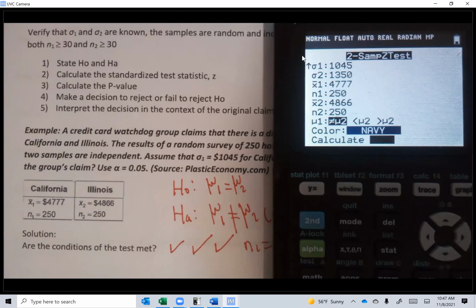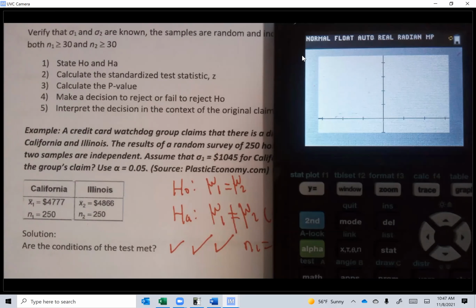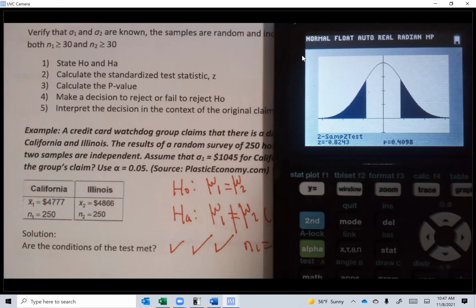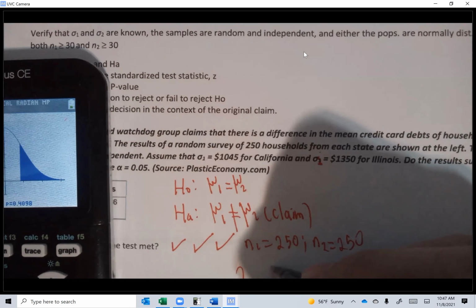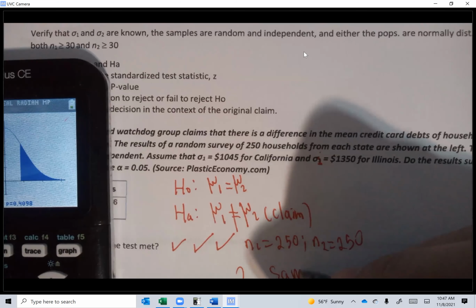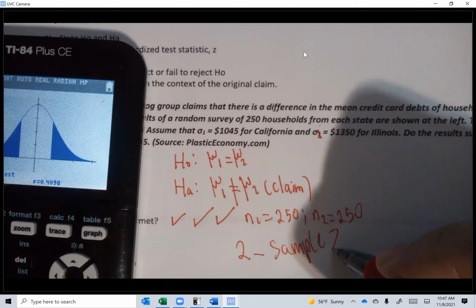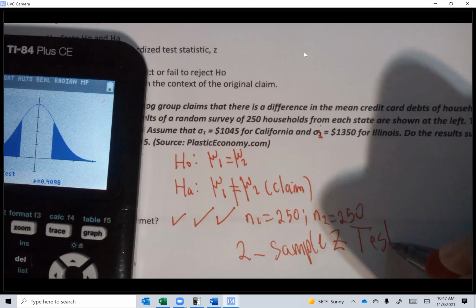And let's do a draw. I'm gonna see the p-value on both sides. Ooh, huge p-value. That means you're gonna fail to reject H0. So Z is negative 0.8243 and p-value is 0.4098. Okay, let me write down what we did. Two sample Z test. I'm gonna write the steps now, guys, that we did.